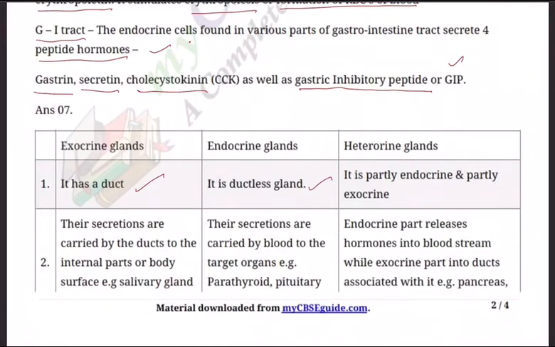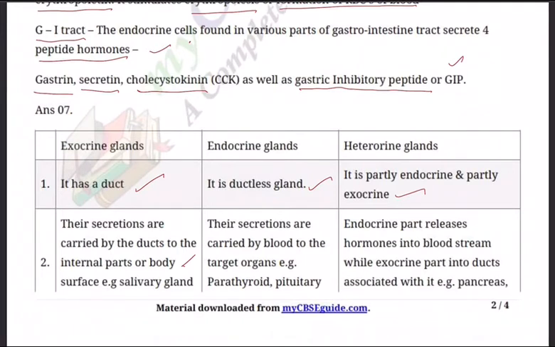Exocrine, it has a duct. Endocrine, ductless gland. And heterocrine is partly endocrine, partly exocrine, a blend, a mixture of exo and endocrine. Exocrine secretions are carried through the ducts to the internal parts of the body or target area. Example, salivary gland. Salivary gland has got a duct.